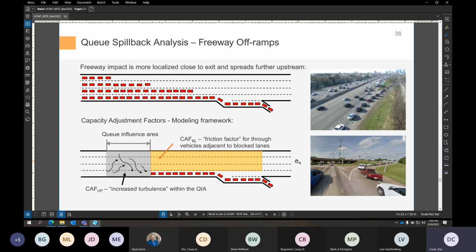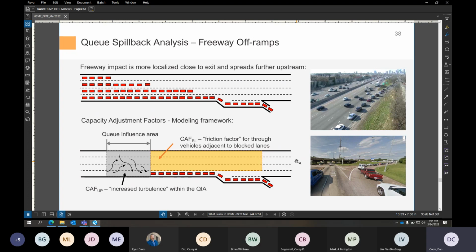Next part is looking at freeway off-ramps. This might be a little easier to conceptualize, but you have a crossroad ramp terminal that's backing up onto a freeway. That's going to have a major effect on the performance of the freeway. I think we've always known that, but it's been hard to quantify deterministically what that effect is.